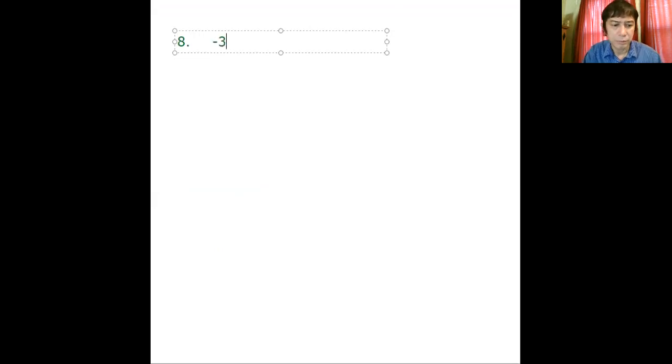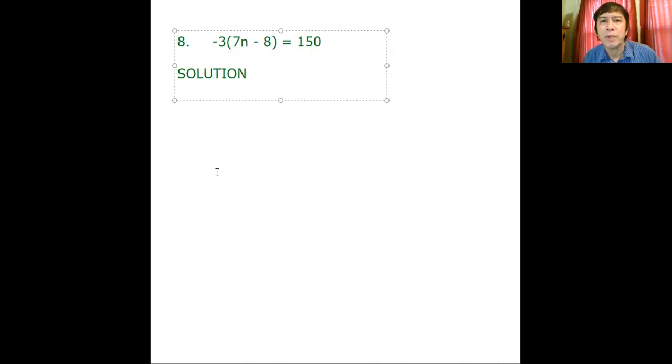This is negative 3 times the quantity 7n minus 8, and this is equal to 150. All right, let's start with the solution. Okay, so we have here negative 3 times a quantity, and then equals 150. And you can see these two numbers, 3 and 150. 150 is divisible by 3, and we can reduce the numbers. In other words, we can reduce the numbers first.